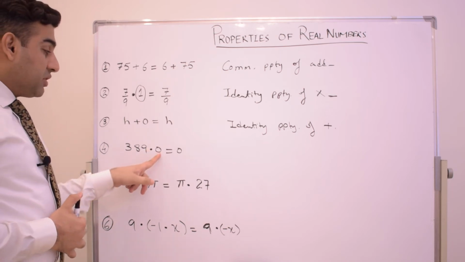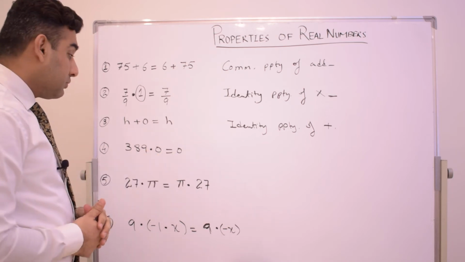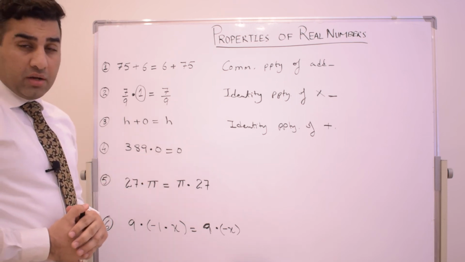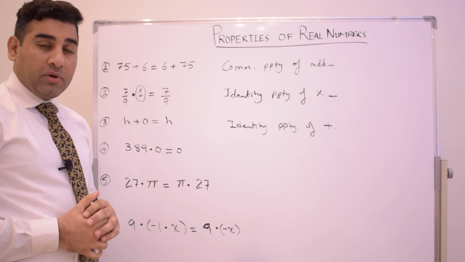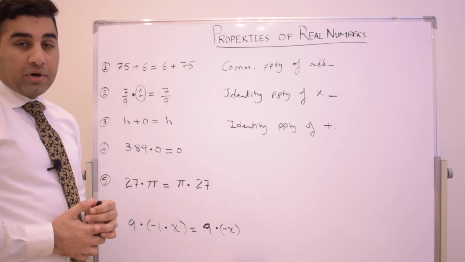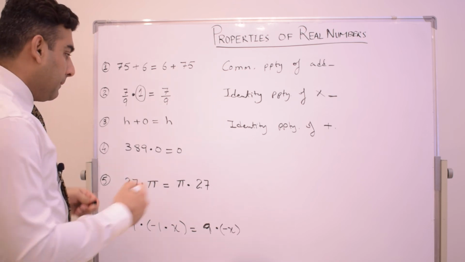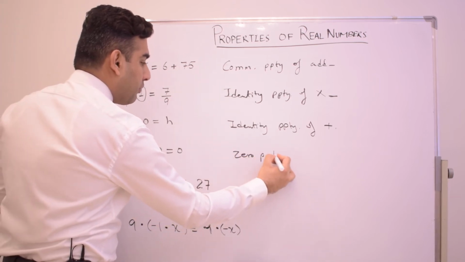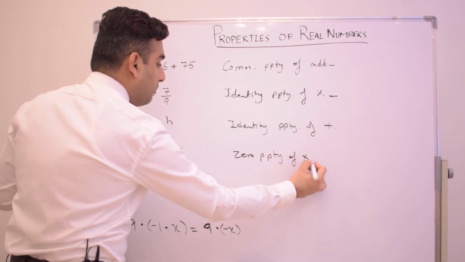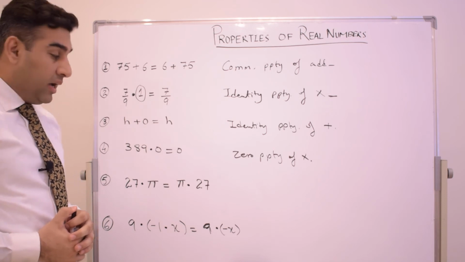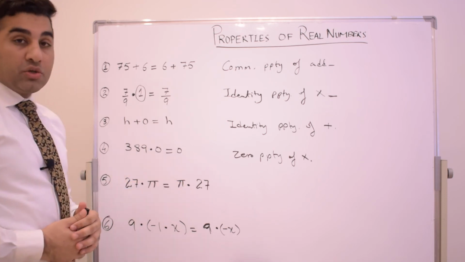Now guys, let's go for part number 4. 389 times 0 equals 0. So guys, this property holds with all real numbers, that if you multiply any real number by 0, the answer 0 will come. So this is called zero property of multiplication.